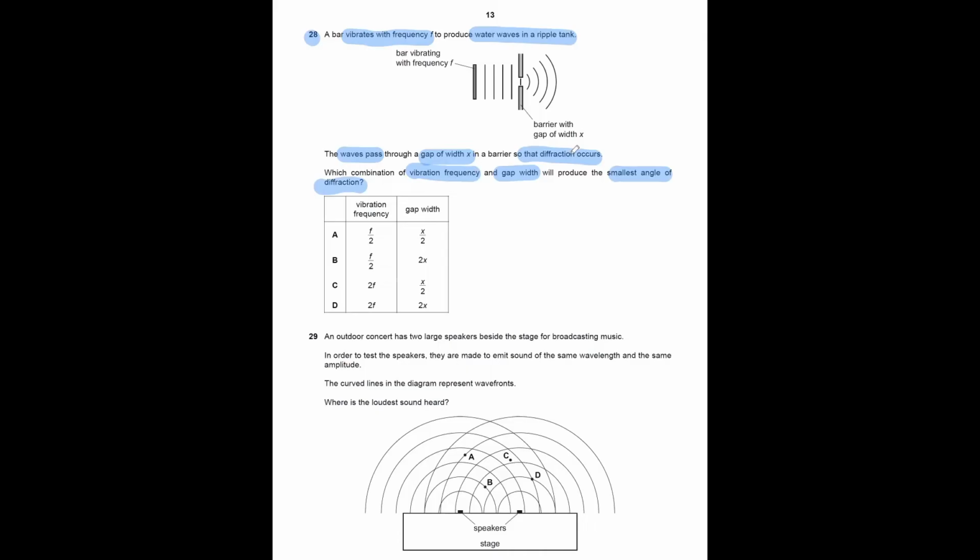Over here, you're interested in the diffraction that occurs when a wave passes through a gap width, specifically the one that gives you the smallest angle of diffraction, or in other words, the least amount of diffraction.